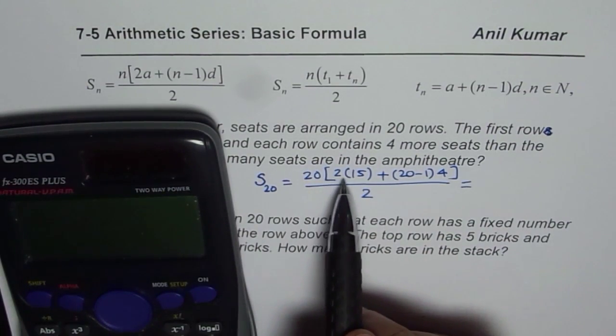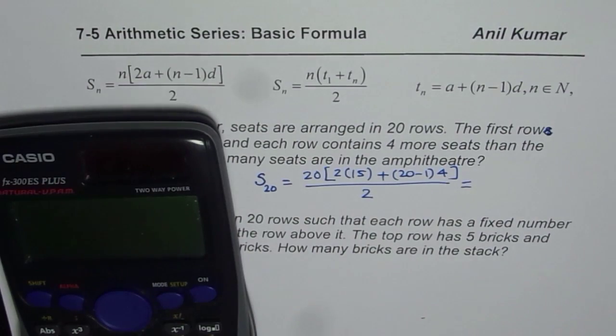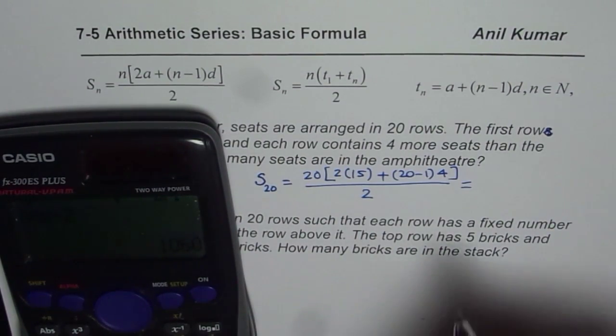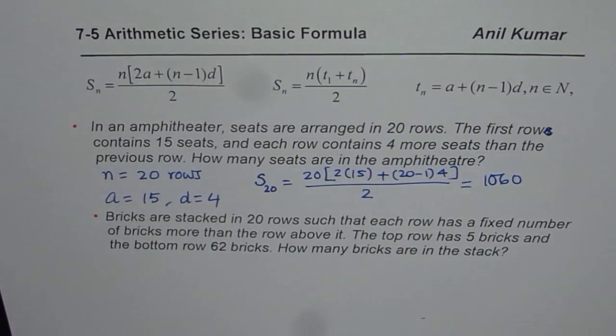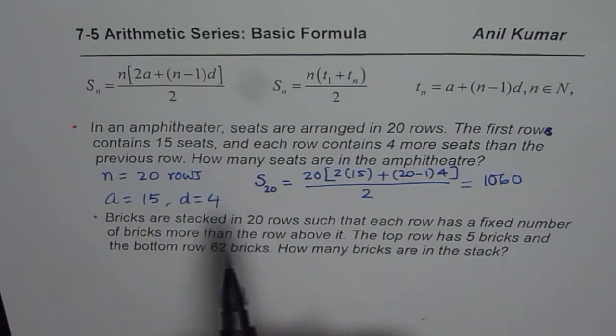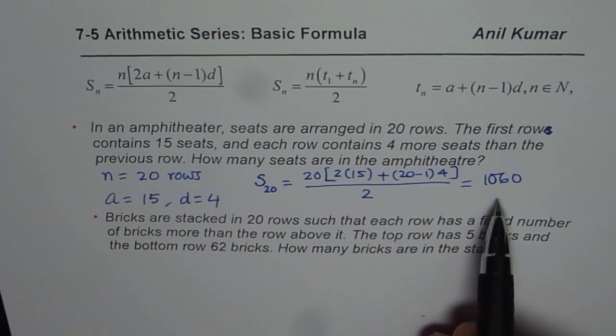So let's begin from the numbers inside the bracket. So it is 2 times 15, plus 20 minus 1 is 19, so I'll do 19 times 4 equals, multiply that by 20 divided by 2, right? So we get 1060 as our answer. Do you get the point? So that is how you should be solving these questions, right? So this is not an easy problem, let me tell you. It's an application question. But if you analyze it properly, you can easily solve it.